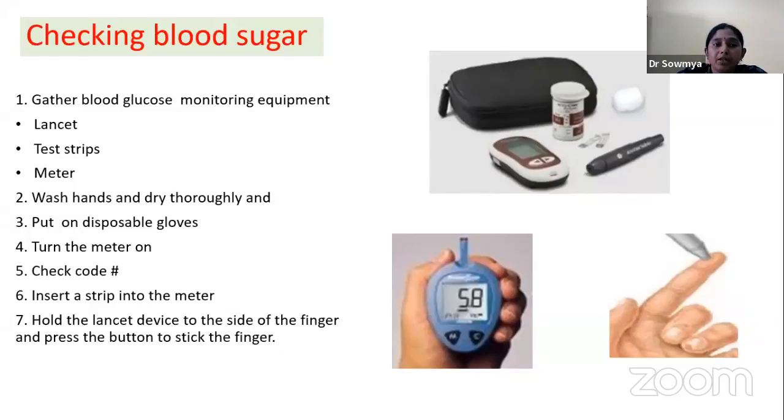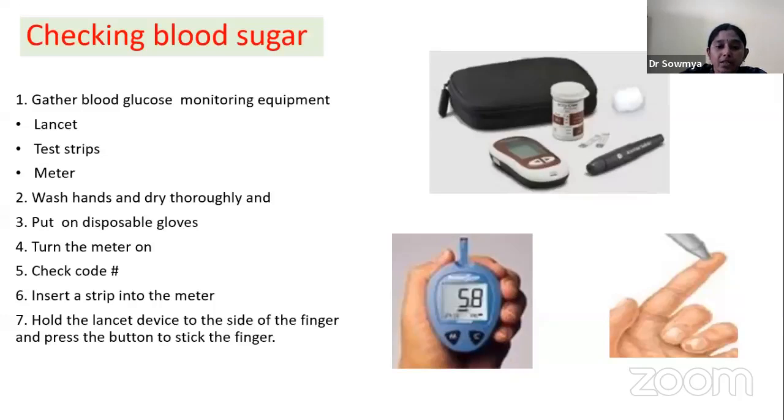So how to check the blood sugar? First, we have to gather our equipment. So what is the equipment? Lancet, test strips. This is the lancet, these are the test strips, this is the glucometer. First we gather the equipment, wash the hands and dry thoroughly, and then put on disposable gloves.